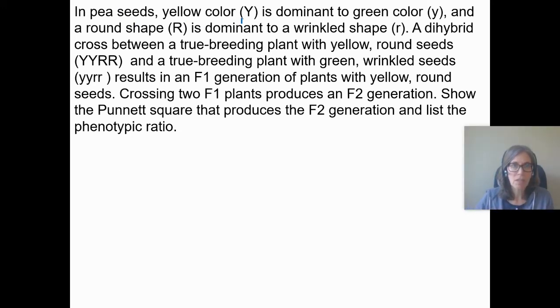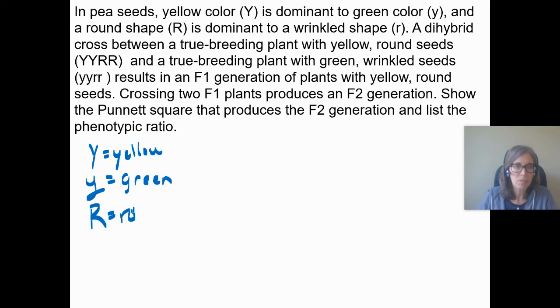In pea plants, yellow color is dominant to green, so I'm going to write my knowns. I'm going to say big Y is yellow, and little y, I'm going to try to write differently. That one's going to be green. And round shape, big R. Round shape is dominant to wrinkled, so little r is going to be wrinkled.